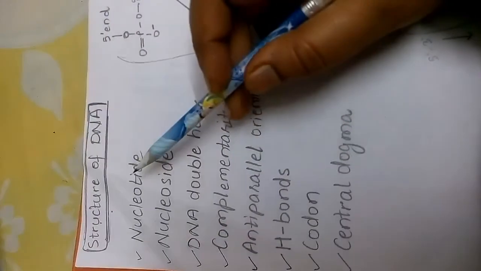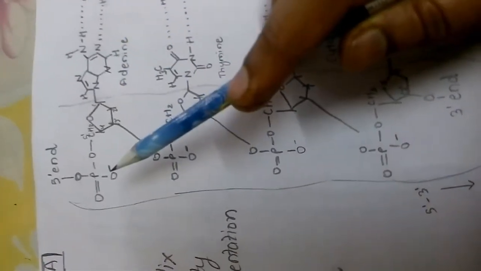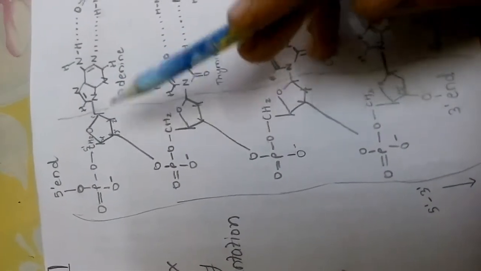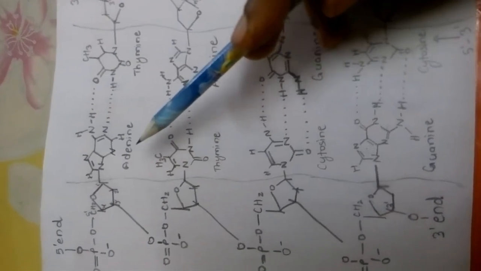So today we have covered all the topics. We have discussed what is a nucleotide. A nucleotide is formed of three parts, the sugar, nitrogenous base and the phosphate group. And if we remove the phosphate group, what remains is the nucleoside. Then we discussed the DNA double helix model, and then we discussed the complementarity rule in DNA, that is adenine always pairs with thymine and cytosine always pairs with guanine.